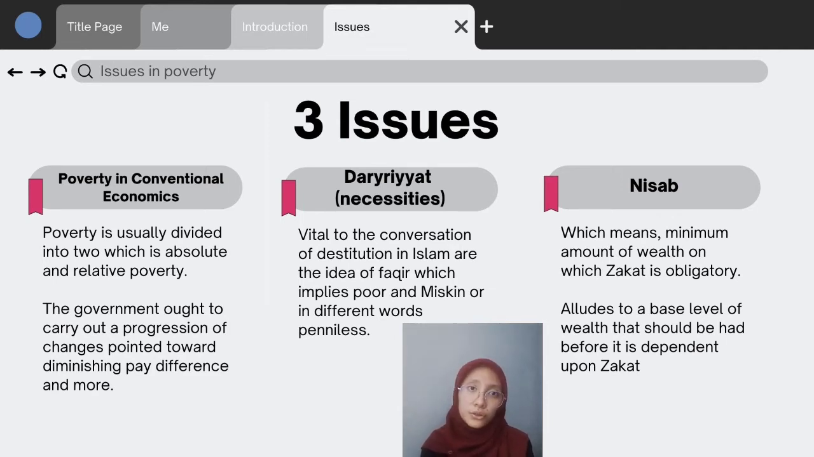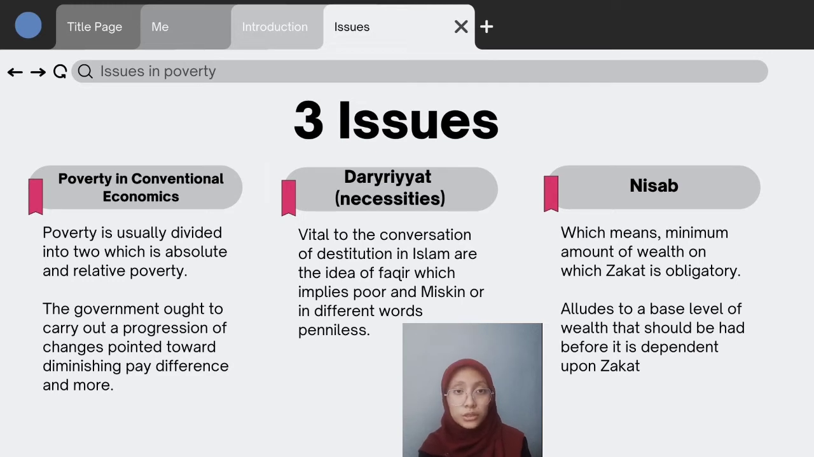The second is daruriyah, which is necessities. Vital to the discussion of destitution in Islam are the ideas of fakir, which means poor, and miskin, or in different words, penniless. In Malaysia, for instance, miskin is characterized as those below the poverty line, while fakir is characterized as those whose income is less than 50% of the poverty line income.